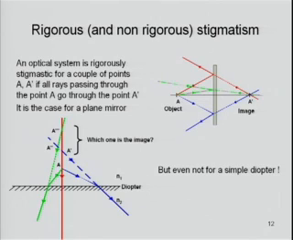If I take another example, very simple, just a medium of index N1 and then a diopter with another refractive index of N2.